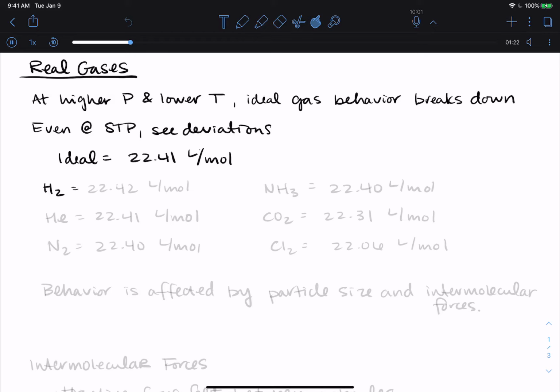H2 is 22.42 liters per mole. That's pretty close. Helium is 22.41. That's very nice. N2 is 22.40. NH3 is also 22.40.